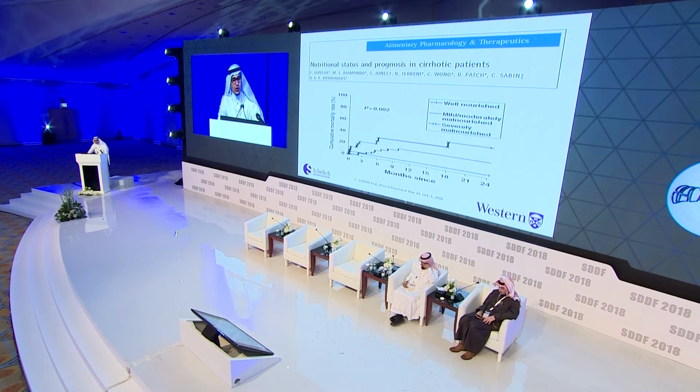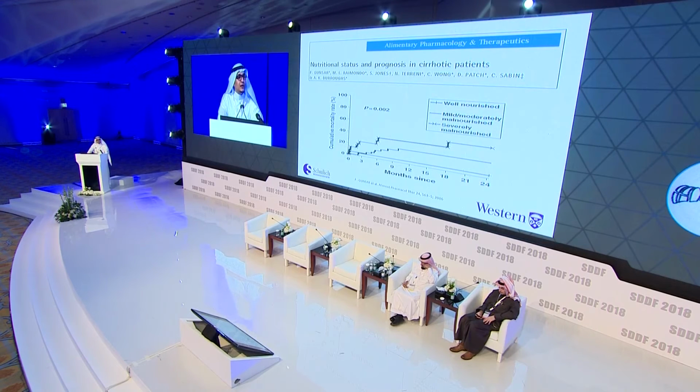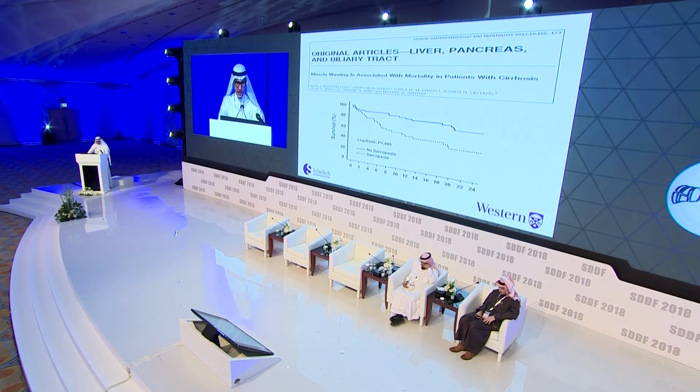Another study looked at malnutrition specifically in patients with compensated cirrhosis, and it showed similar results, with a statistically significant p-value in patients with mild to moderate malnutrition compared to well-nourished patients. Finally, muscle wasting has also been associated with mortality. This study was done by Aldo and his group in Edmonton, Canada, and it looked at sarcopenia-related mortality regardless of Child-Pugh and MELD score. They found a higher mortality in patients who have sarcopenia compared to non-sarcopenic patients.